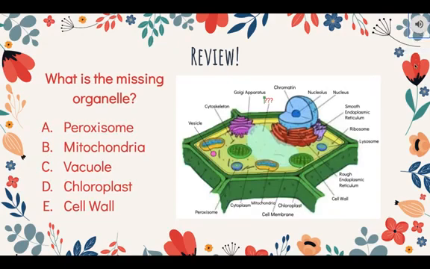Let's review. Which organelle do you think that the question marks are pointing to? A, peroxisomes, B, mitochondria, C, vacuole, D, chloroplast, or E, cell wall? If you guessed C, vacuole, then you are correct.